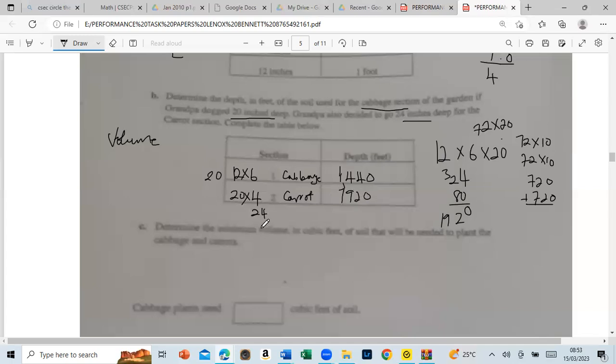It says determine the minimum volume in cubic feet of the soil that will be needed to plant the cabbage and carrot. Alright, so that's what we just calculated. And they go on further to say cabbage plants need cubic feet of soil. Okay, so what was the cabbage again? This was the cabbage, so that's 1,440.